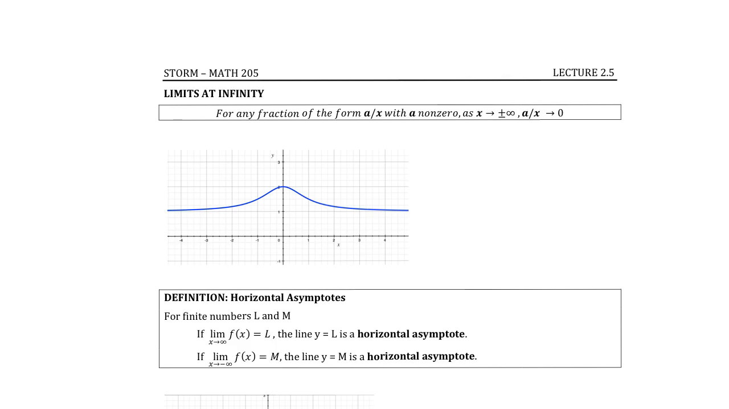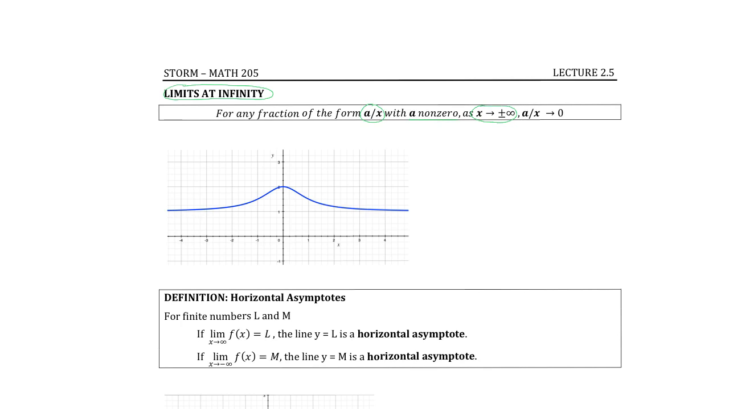In section 2.5, we're going to look at limits as x goes to negative or positive infinity. So these would be limits at infinity. Before we do that, I would like to look at the limit of a fraction of the form a over x, where a is just a non-zero number. And we'll look at what happens when the denominator, x, goes to either negative or positive infinity.